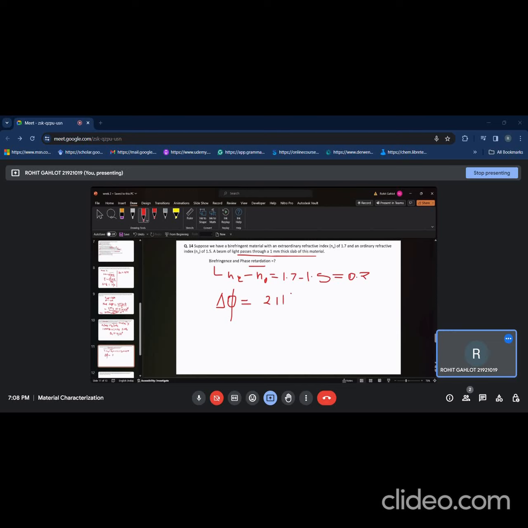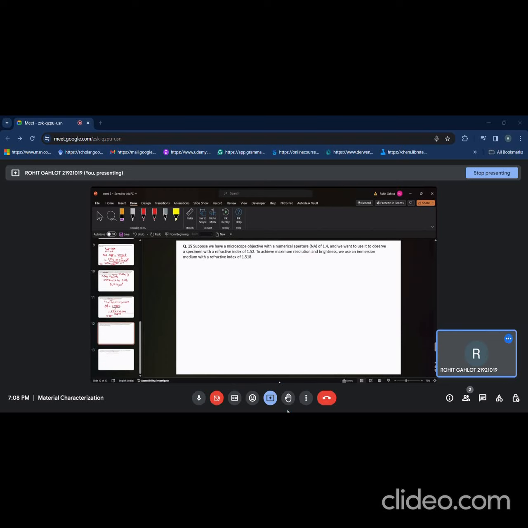So 2 pi delta n times t divided by lambda, and then if we solve it, we will get 2 pi times delta n, your birefringence, which is 0.2, your thickness is 1 mm, and your lambda is again taken for the green light, that is 500 nanometer. If we do the unit conversion, finally we will get around 8 pi radians.